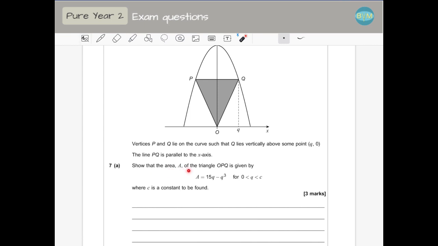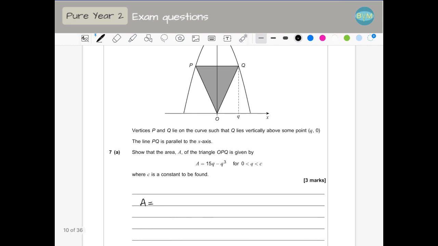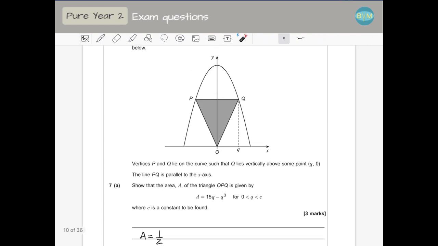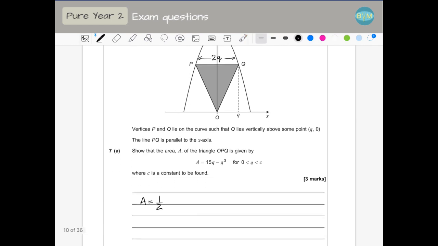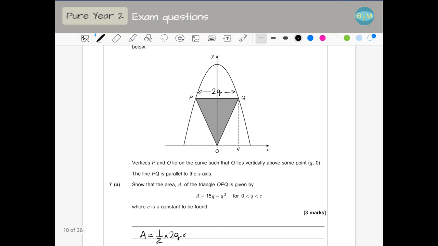So that the area A of the triangle OPQ can be given by this expression. So let's find the expression for the area. It's going to be 1/2 of base times height. The base is going to be 2q. If this is q and this is minus q, this length is 2q. That's the base, 2q. So then times by height.